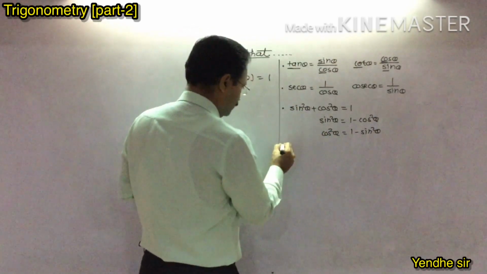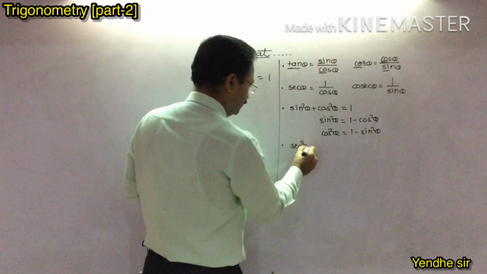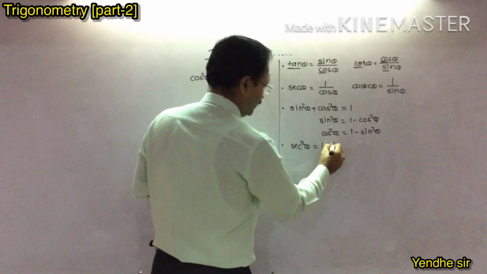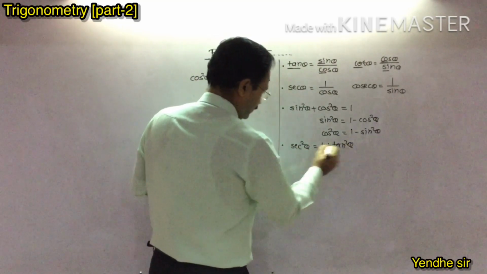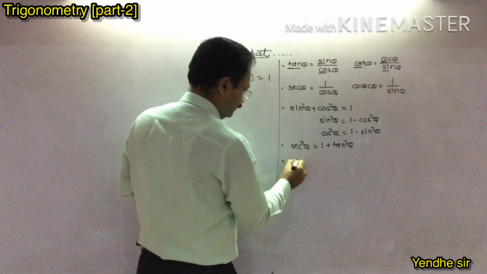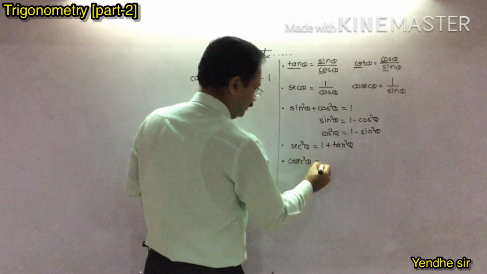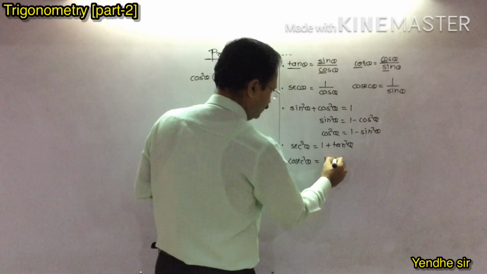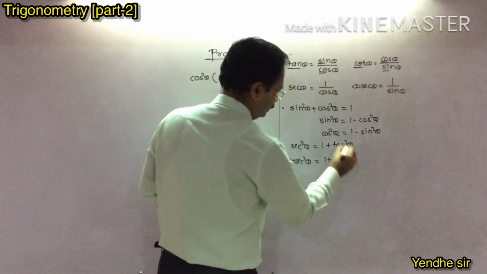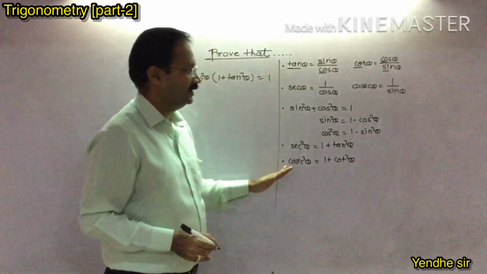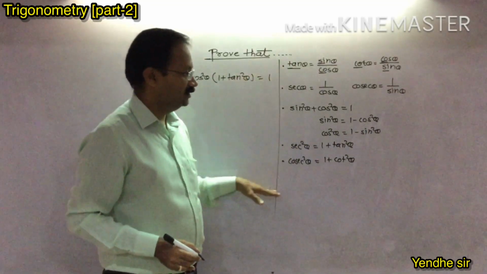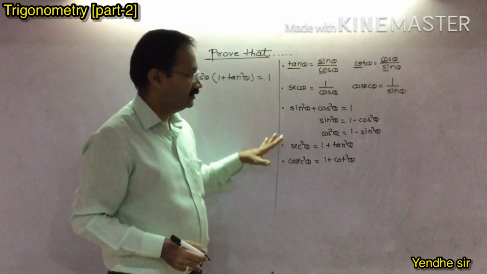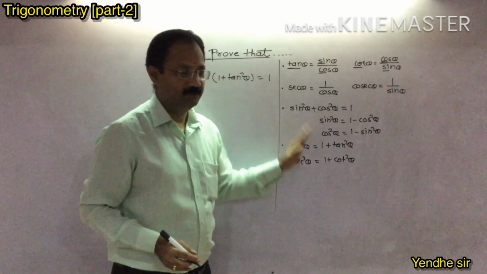Okay, the next formula you have to remember: sec square theta equals 1 plus tan square theta. And the last one is cosec square theta equals 1 plus cot square theta. This is the simple idea to remember all the formulas. Remember, this is very important.